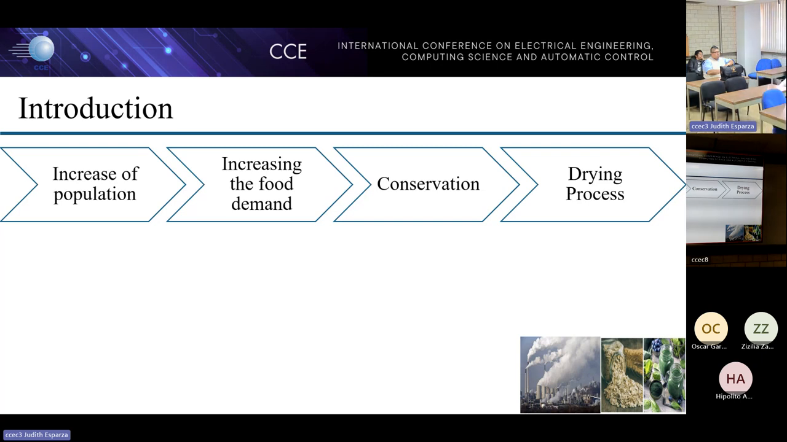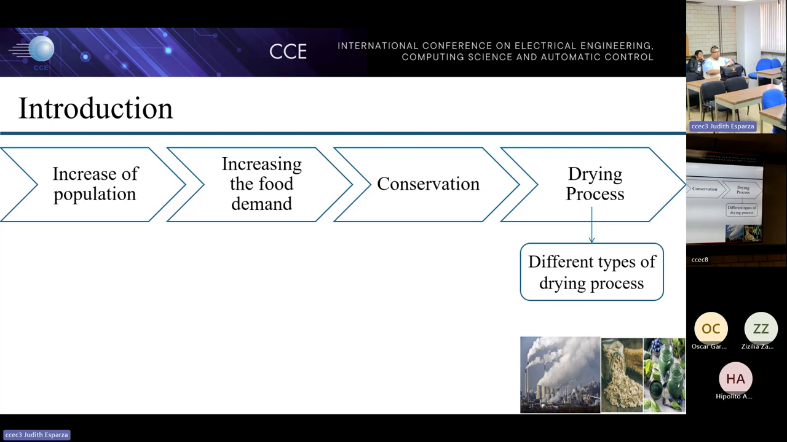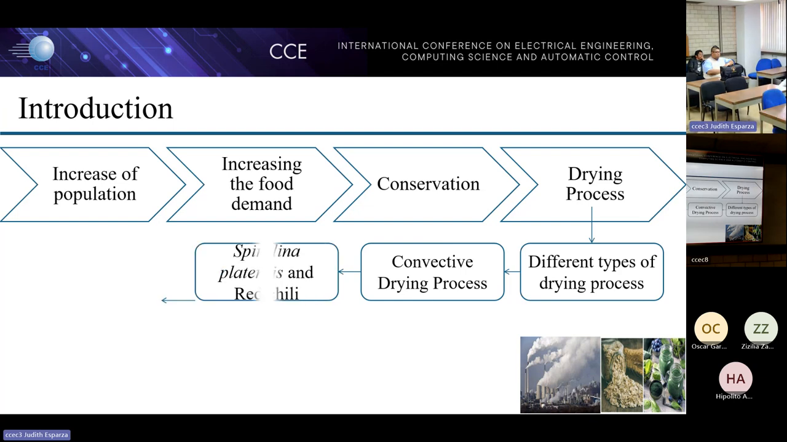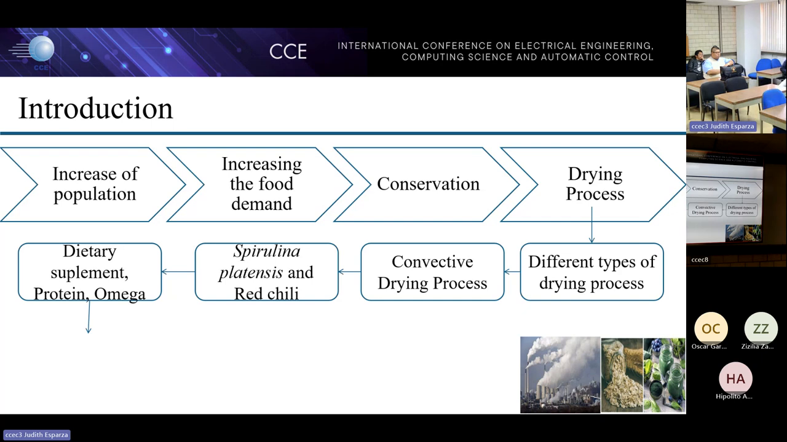So we need conservation, and the drying process is the most important process for conservation. But there are different types of drying process. In fact, we are using a convective drying process to dry Spirulina platensis and red chili. Why these two products? Because Spirulina platensis is used as a dietary supplement due to its high protein content, omega, and other important pigments. And red chili has a high fiber content, vitamins, and minerals.